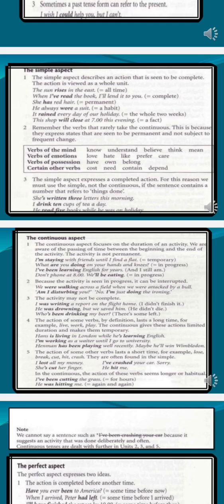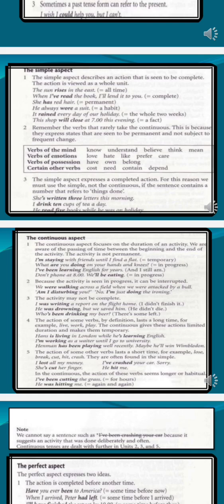This is because they express states that are seen to be permanent and not subject to frequent change. Verbs of the mind: know, understand, believe, think, mean. Verbs of emotions: love, hate, like, prefer, care. Verbs of possession: have, own, belong. Certain other verbs: cost, need, contain, depend.